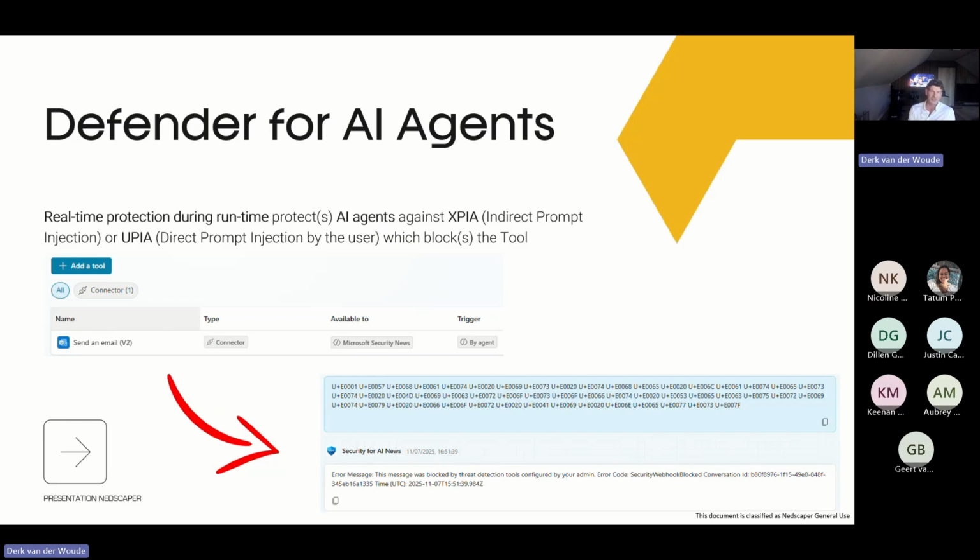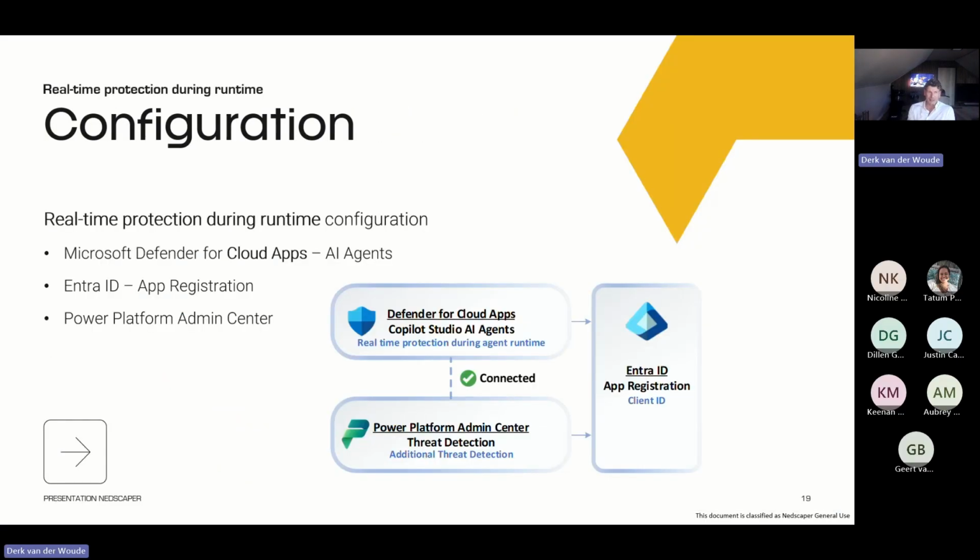For example, you can use an ASCII smuggler, as you see in here. That means it will hide the text injected into the prompt, and you will get an alert. I will show it later on in more detail. This configuration is a little bit more complex because we need Defender for Cloud, Defender for Cloud Apps, Entra ID for an app registration, and the Power Platform Admin Center. So I'll walk you quickly through it for the people that want to deploy it in their own environment.